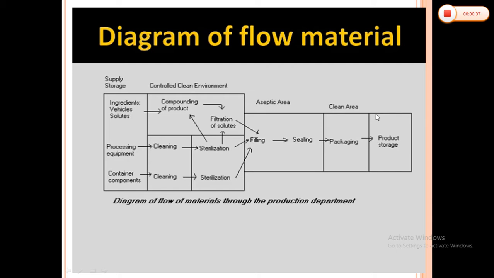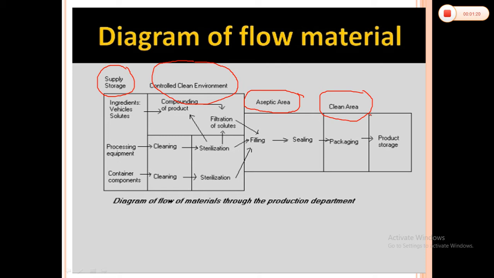Here we can see a flow chart, with the flow pattern from one step to the next step. To enhance the visualization, we can see how the supply takes place. These are the different areas: first is our storage area, second is the control and clean environment, third is the aseptic area, and last is the clean area. So these are the four different areas. They have been divided on the basis of the particle counts they possess.